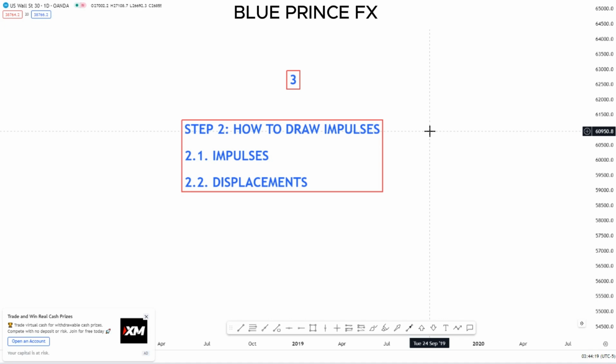So how to draw impulses has two rules. You have to focus on the impulse itself, and number two, you have to focus on the displacement. Let's go to the market and look at an example of this.